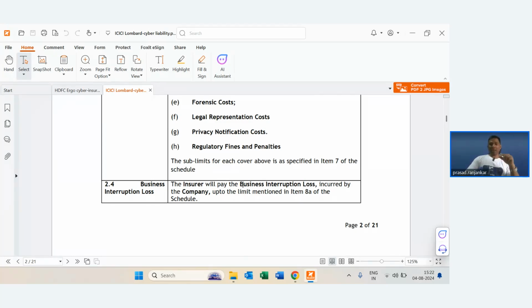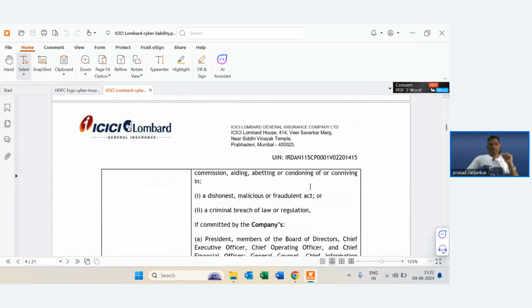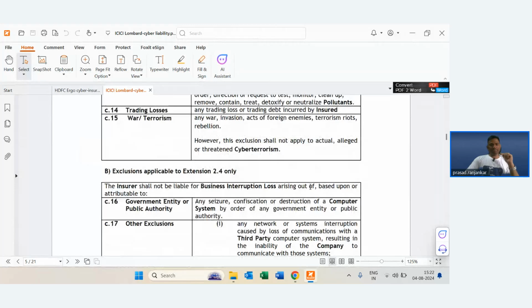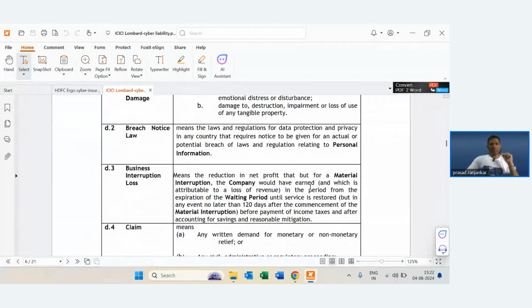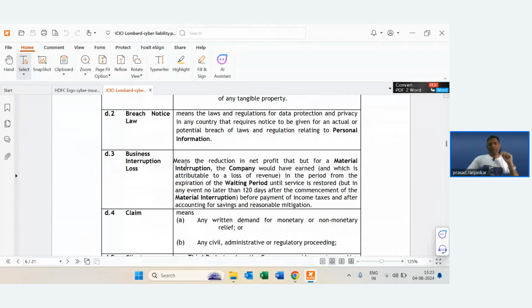Let's see the detailed wording of business interruption loss. It is mentioned somewhere around this page. The wording says this loss means the reduction in net profit that, but for a material interruption, the company would have earned. So if there is no material interruption, the company would have earned that, and that is basically the loss they will pay. Now again we have to read the definition of what ICICI Lombard means by a material interruption.